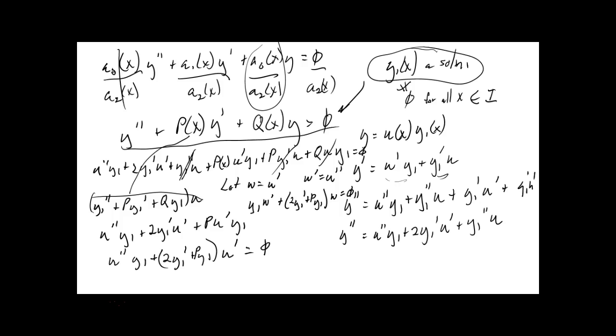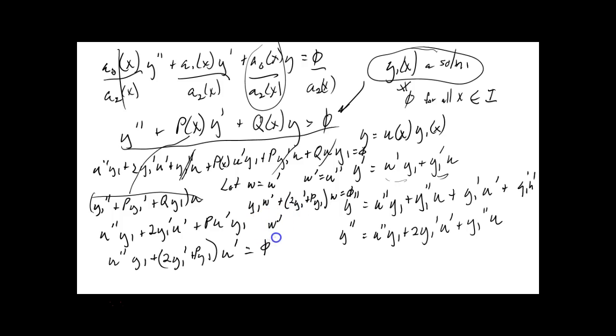Now, it's linear. There's no W's in y1, and there's no W's or W primes or anything else in the parenthetical expression there. It's linear, it's first order, and believe it or not, it's separable. Okay? So let's see what we've got here.